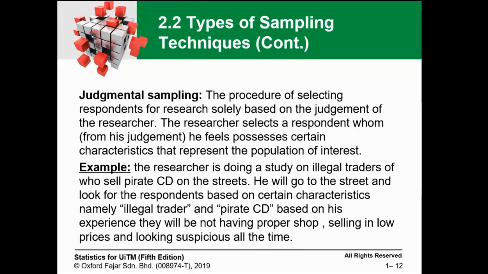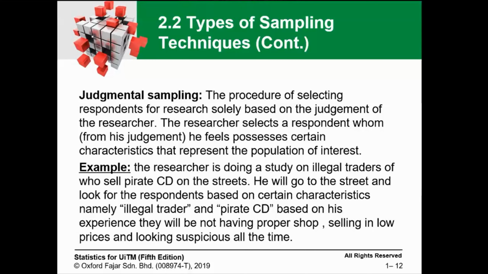So he needs to collect data from those people, but accessing them is not easy. So he needs to use his judgment to find who is really selling the pirated CDs. For example, he can see that the shop is not a proper shop, maybe a simple kiosk in a corner or in a kampung area. He will find that those people mostly look suspicious because they know they are doing an illegal job. So he will consider them as a sample, and he will do the data collection.